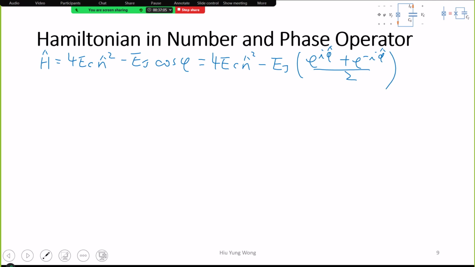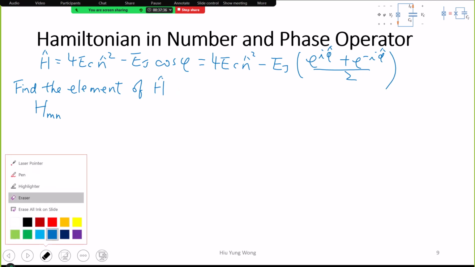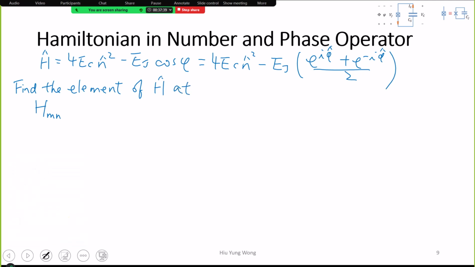So I want to find the matrix element of H hat, because then I will be able to solve the Schrodinger equation, right? So what I'm finding is H-m-n, which is, what's the meaning of H-m-n based on what we have been using so far?